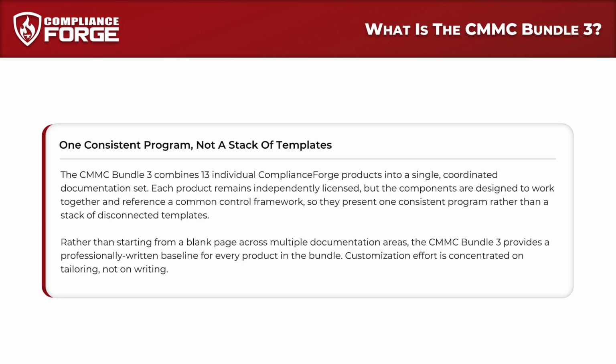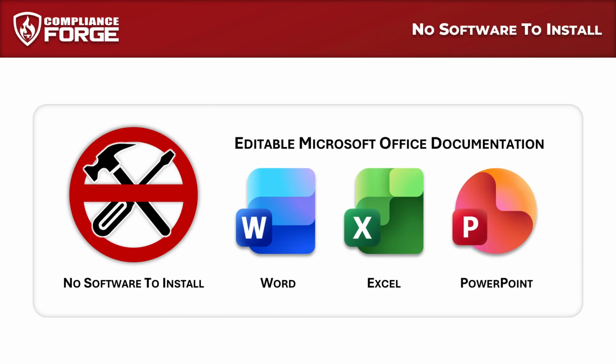Rather than starting from a blank page across multiple documentation areas, the bundle provides a professionally written baseline for every product. Customization effort is concentrated on tailoring, not on writing. This bundle is a one-time purchase of editable Microsoft Office-based documentation templates. There is no software to install, no agent to deploy, no account to provision, and no cloud environment to configure. If your organization can open and edit Microsoft Word or Excel files, or compatible tools like OpenOffice and Google Workspace, you can use every product in this bundle.